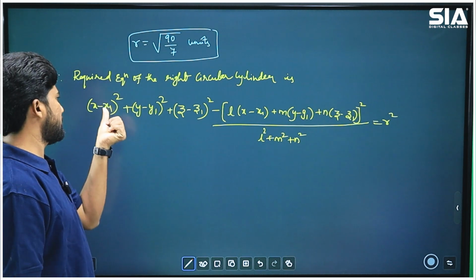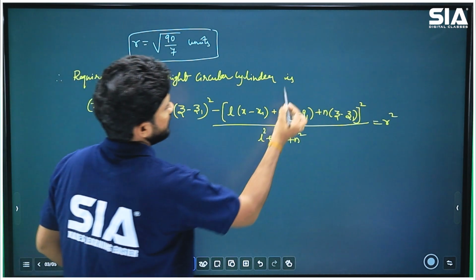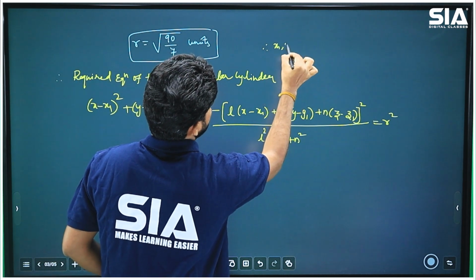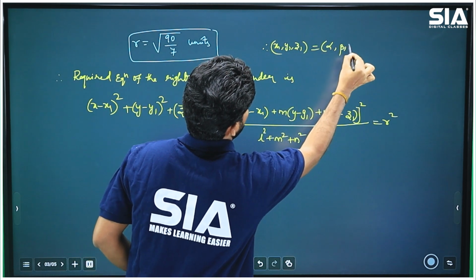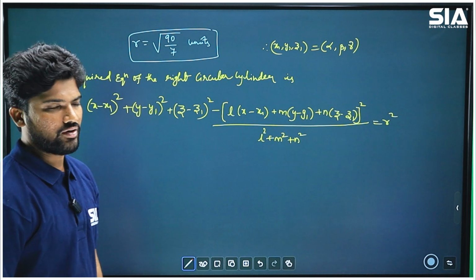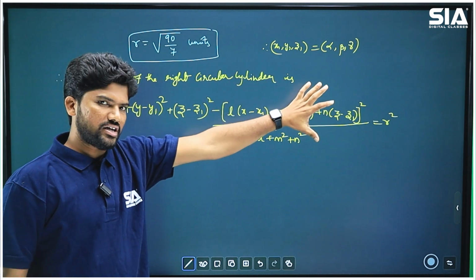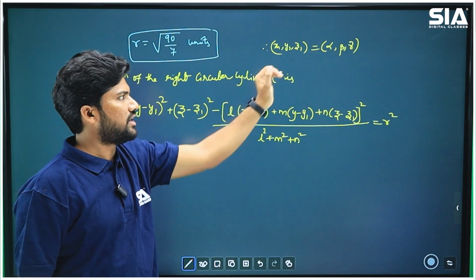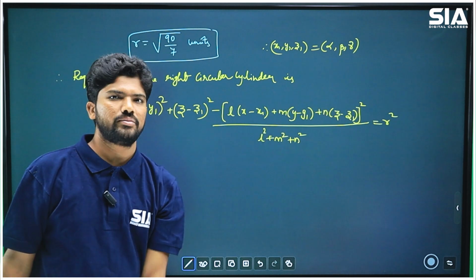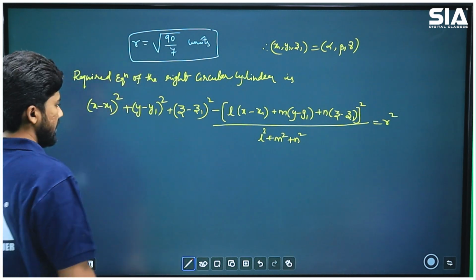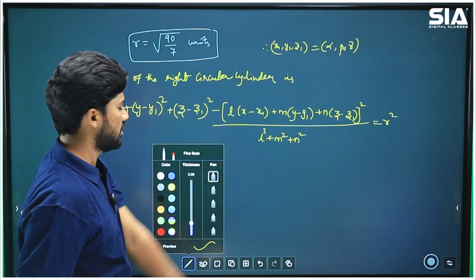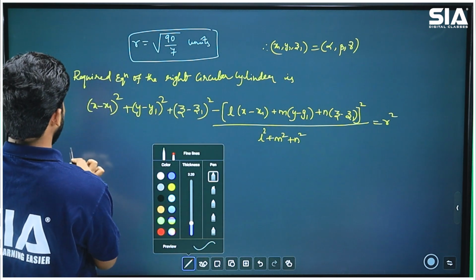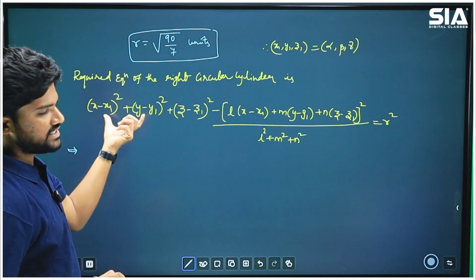Okay, so here in place of x1, y1, z1 we can also write alpha, beta, gamma. In the beginning of the right circular cylinder theorem we discussed and we have taken that point as alpha, beta, gamma. That's why once again I am reminding you, don't get confused. Here x1, y1, z1 is also equal to alpha, beta, gamma. So now substitute the corresponding values in this equation.